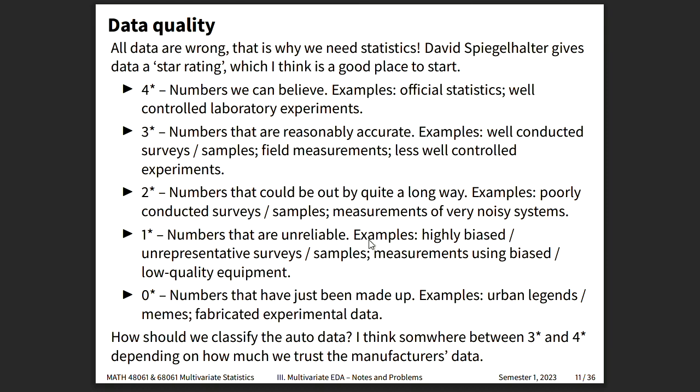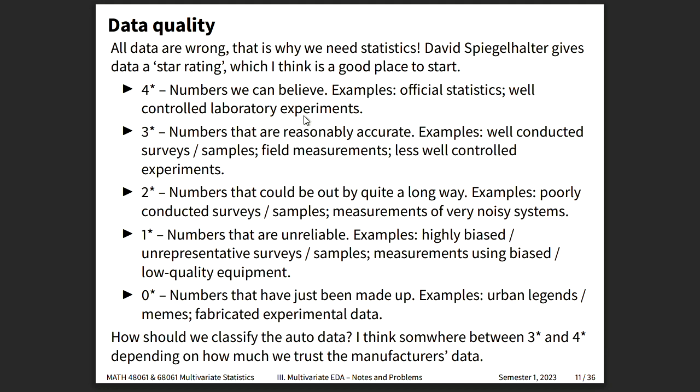Then 1 is numbers that are unreliable, so if it's very biased or biased equipment, and 0 is just made up. 93% of statistics are made up on the spot, right? The point is that if you're in the 1-0 regime, you just shouldn't be doing stats on the data. You shouldn't dignify a completely pointless, made up or really very biased data set with a really nice analysis. The point where you kick in is where there is a lot of inherent noise, and so it's a worthwhile attempt to measure something.